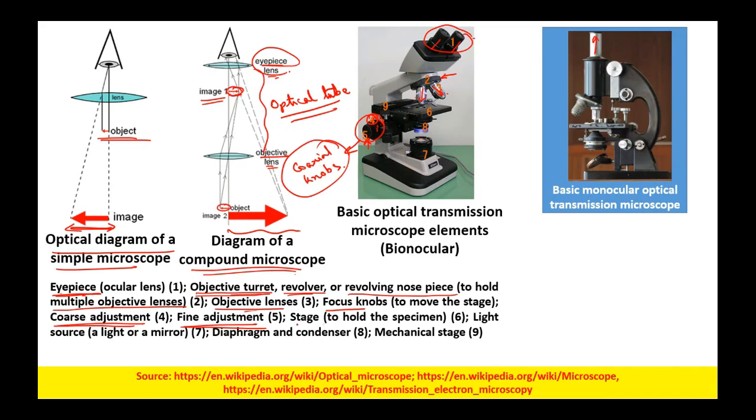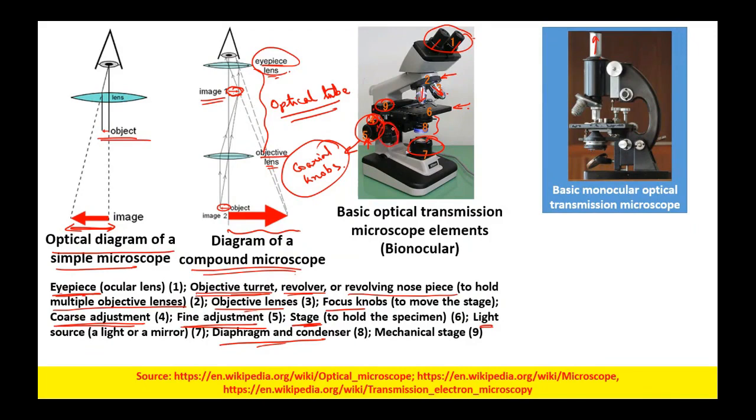Then we have a stage. So this is the stage where we keep the sample, and then we have a light source. This is the light source. Then we have a diaphragm and condenser. So we have a condenser and diaphragm over here. Here, right? In this mechanical stage, we are having the 9. Oh, sorry. This is the mechanical stage. This is the stage to hold the specimen, and then we have the mechanical stage which will move the stage.